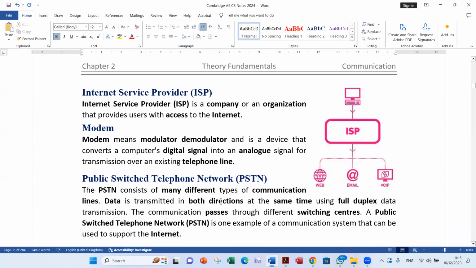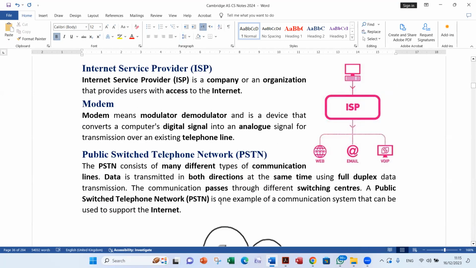Okay, next. An internet service provider is a company that provides you with a connection to the internet, definitely for a monthly subscription or a yearly subscription also. So the ISP is the company that provides you access to the internet.